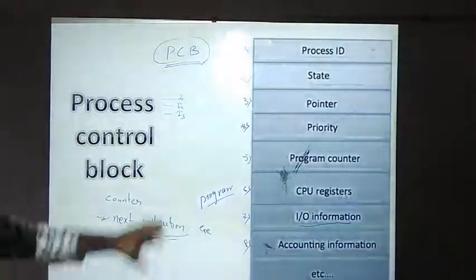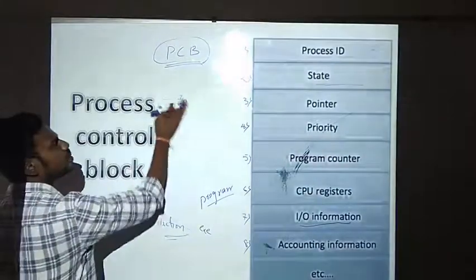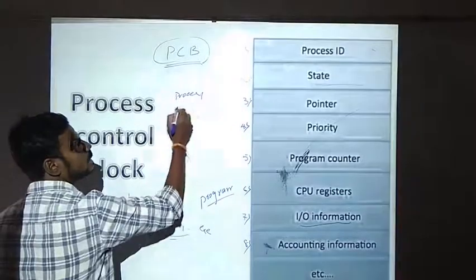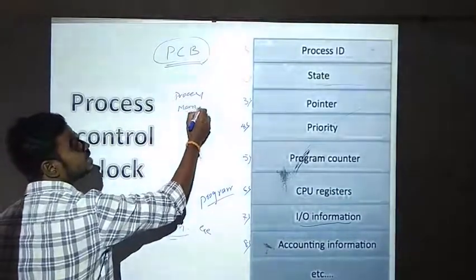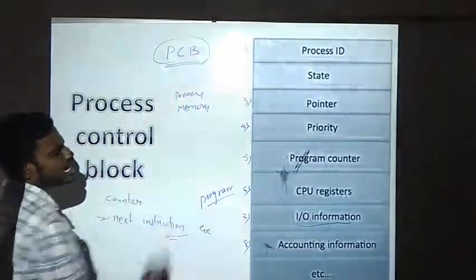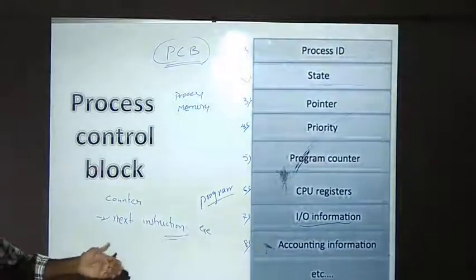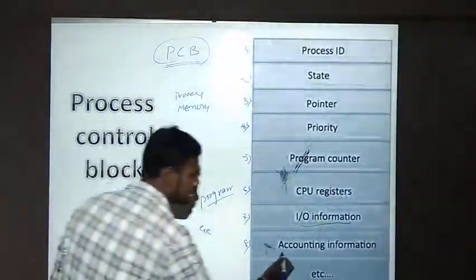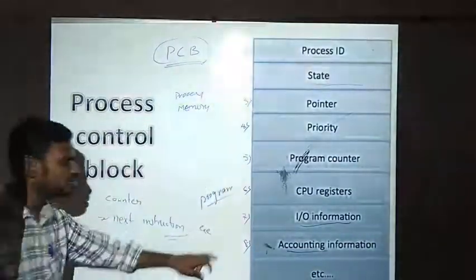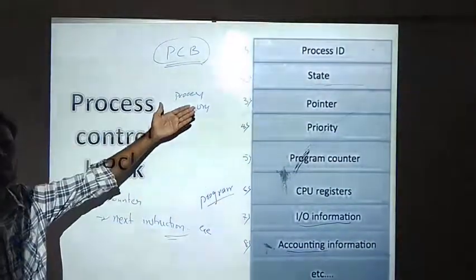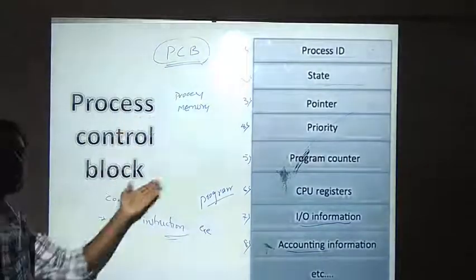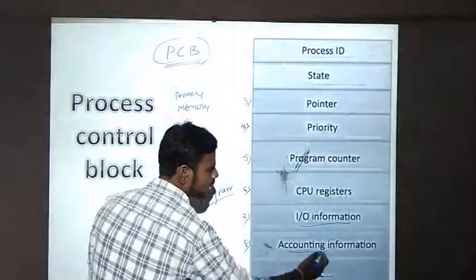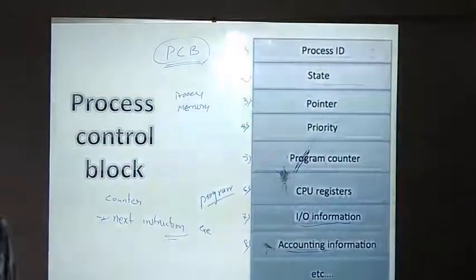And then accounting information. Every process will be allocated some resources like processor, memory and other resources. In order to count them, in order to say how many times they have been utilized, we need some counting information to be maintained. How many resources are allocated and how many resources have been utilized by your processor will be taken care of by your accounting information.